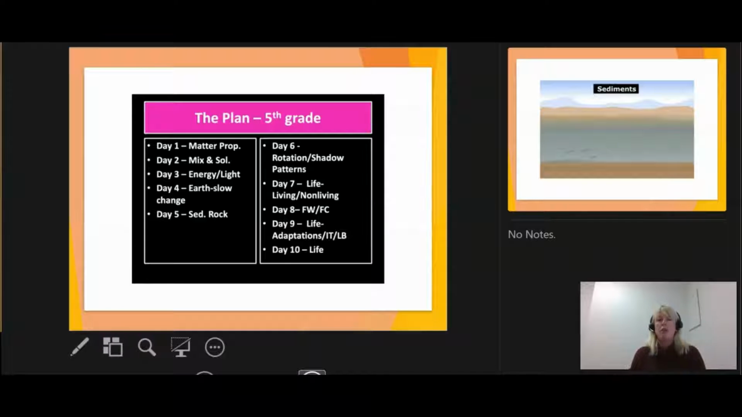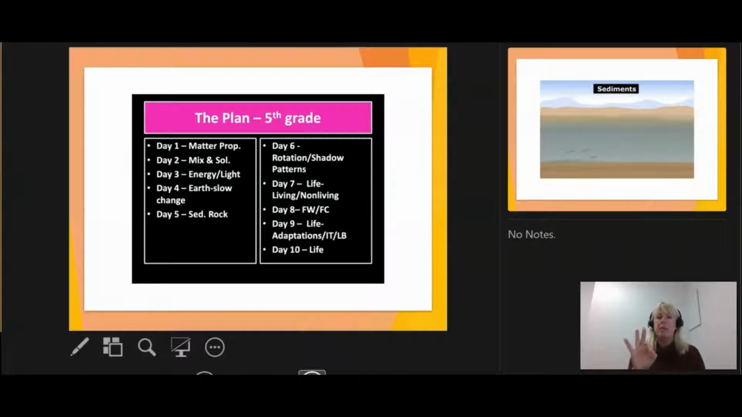Day four, Earth, most of the time spent on slow changes to the Earth, with just a little bit of time comparing and contrasting: is this a rapid change or slow change? Day five, steps to form a sedimentary rock. And that follows day four because you've already done weathering, erosion, deposition.